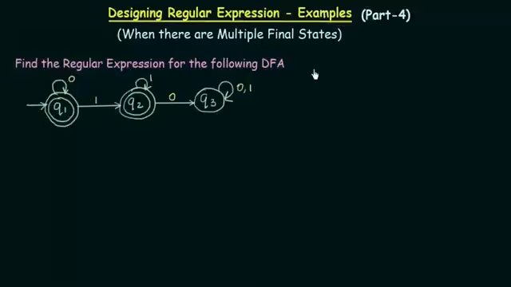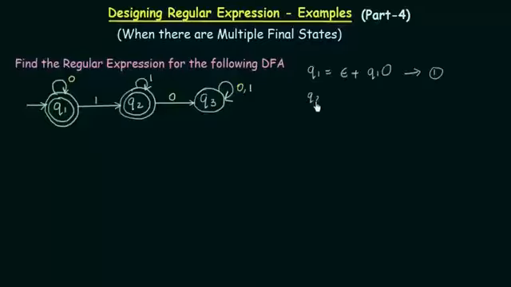So let's first start with state Q1 and make the equation for Q1. Q1 can be written as, see the incoming transitions. We have one incoming transition coming from nowhere, which can be represented by epsilon, plus there is an incoming transition from Q1 itself with input 0. So Q1 is epsilon plus Q1 0, and there are no other incoming transitions to Q1. This is the equation for Q1, and let this be equation number 1.